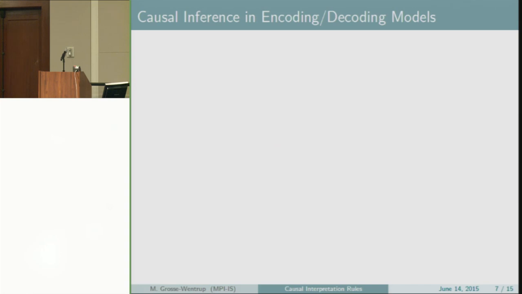So all this now was about causal inference, causal models, but I said I'm going to talk about encoding and decoding models. And the link between causal statements and encoding and decoding models, that's still missing. And that's what this slide is about. So how can we move from encoding and decoding models that we use to causal inference statements?